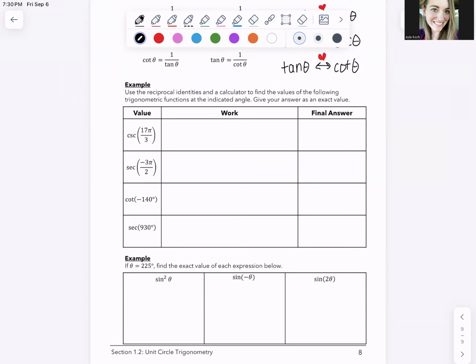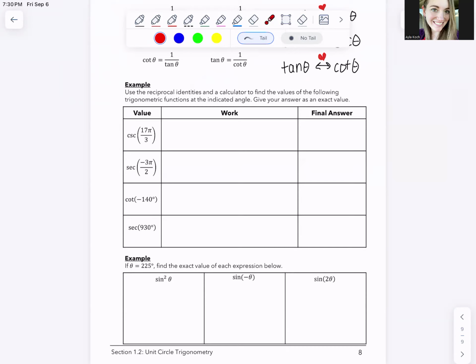All right. Use the reciprocal identities and a calculator to find the following values of trig functions at the indicated angle. Give your answer as an exact value. It says to use a calculator, mostly because I want to show you how you would do this if you were using a calculator. I'm going to set it up and tell you where you can push enter, but I'm going to then do the rest of the work by hand.